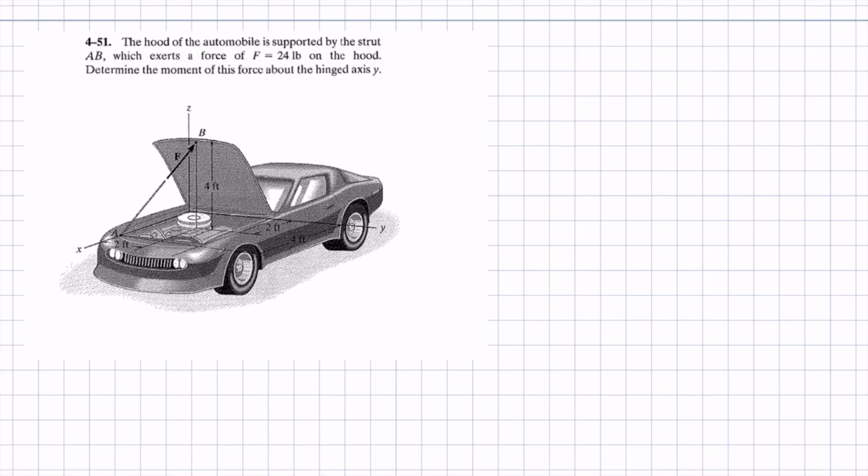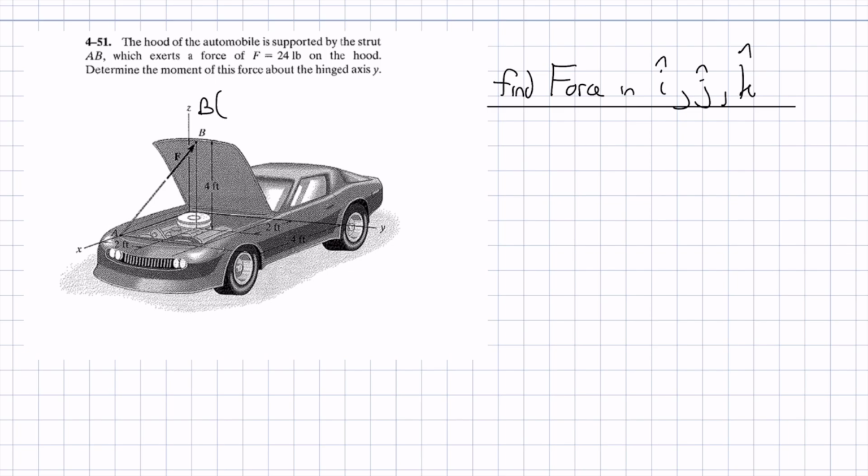First off, we need to find the force itself in IJK. Now, this is something that you've done in previous modules. Note that point B, it may be hard to tell from this diagram, is at basically a point 2, 2, and 4 feet. And point A right here has a coordinate of 4, 0, 0 feet. So F is going to be the magnitude times a unit vector that points from A to B.